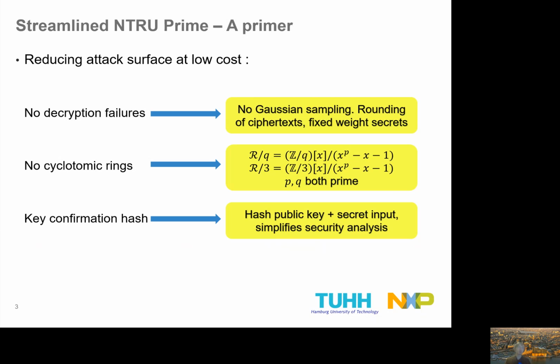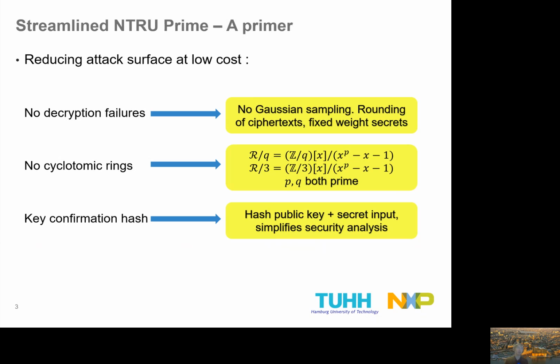Streamlined NTRU Prime also does not use cyclotomic rings. Instead, it uses rings called Rq and R3, of the form Zq[x] with the irreducible polynomial x to the power of p minus x minus 1. And both p and q are prime numbers.